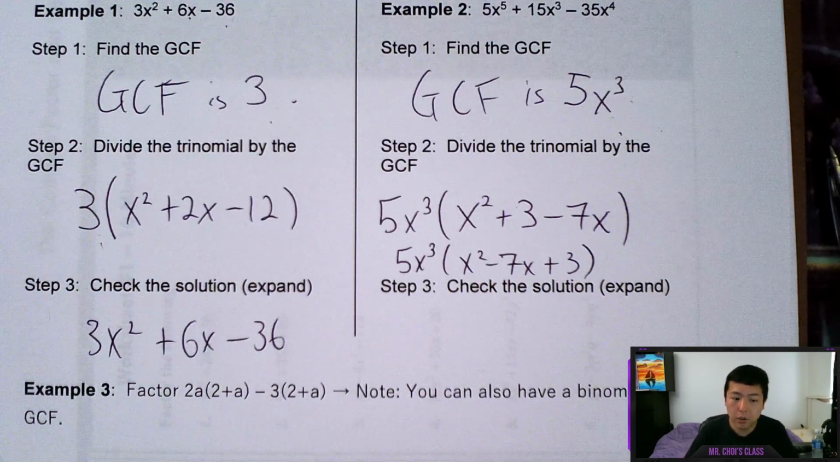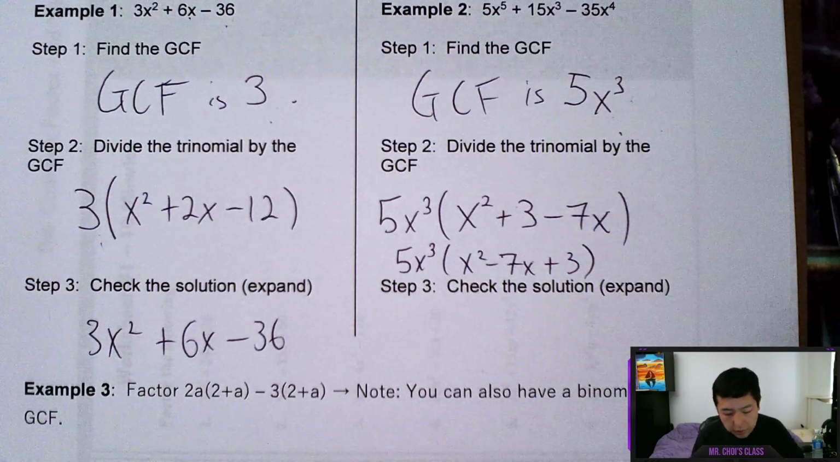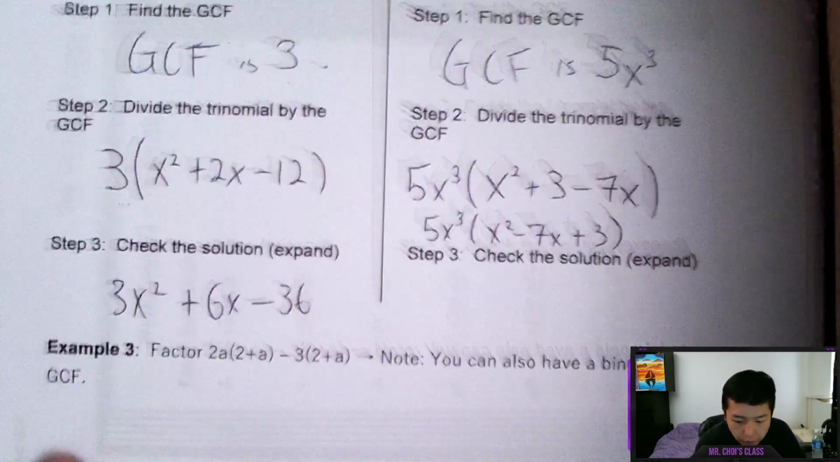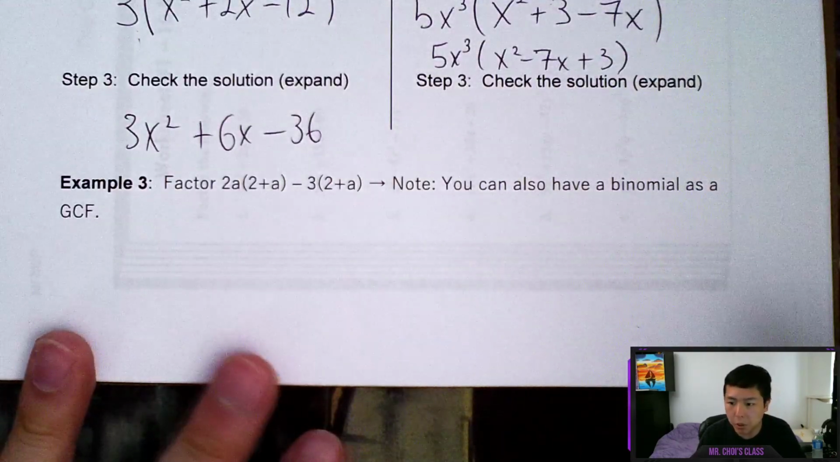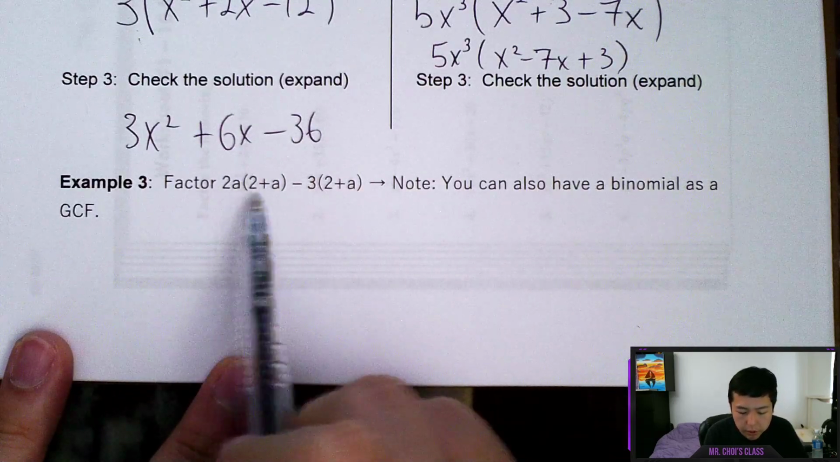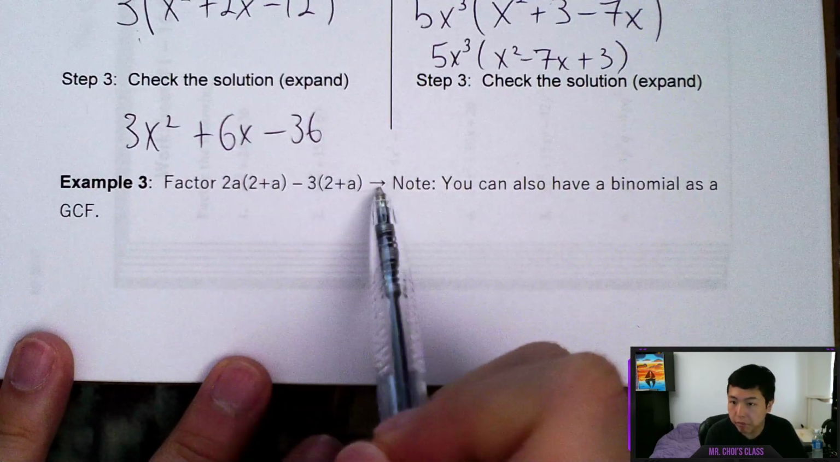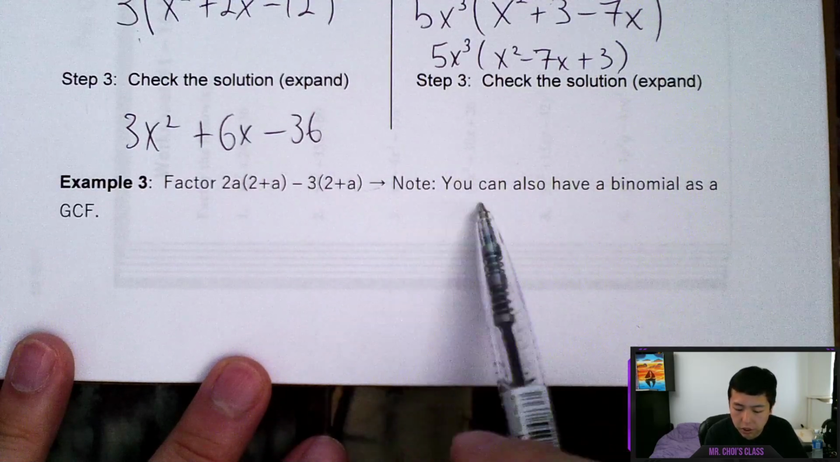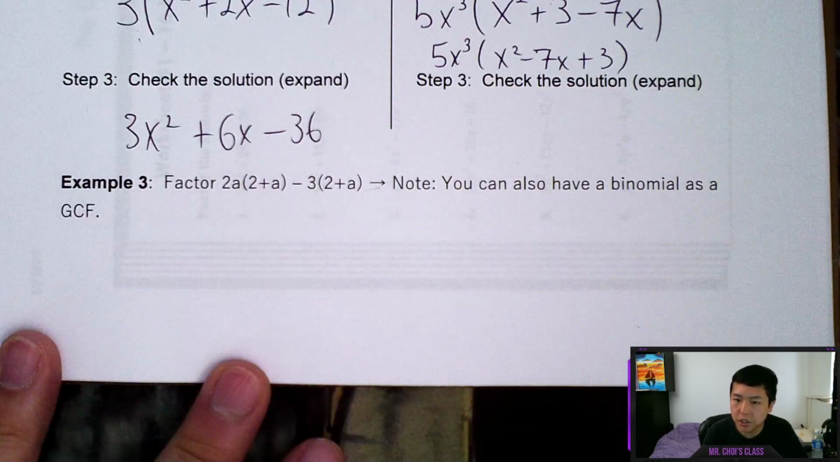Okay? So it's, once again, just takes time to get used to it and solve it, and so forth. Let's go to example 3. Our last example, and then we go to our worksheet for today. Factor 2a(2 + a) - 3(2 + a). Okay? And it says, note, you can also have a binomial as a GCF.